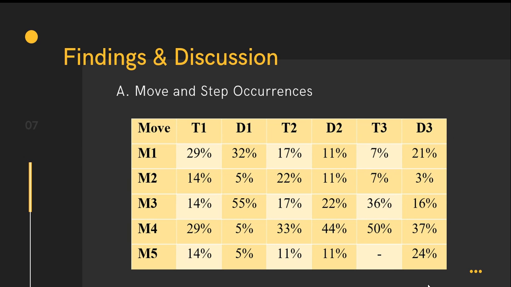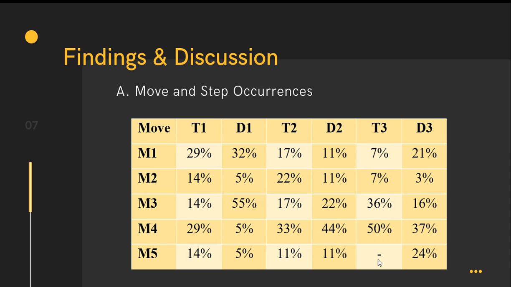As you can see, there are T1, D1, T2, and so on. T1 refers to the thesis abstract written by participant number 1, and D1 is for the dissertation abstract by participant 1. And the first to be discussed is the move and step occurrences. From the table, we can see that all 5 moves in Hyland's model were used in almost all abstracts except for one abstract in T3.